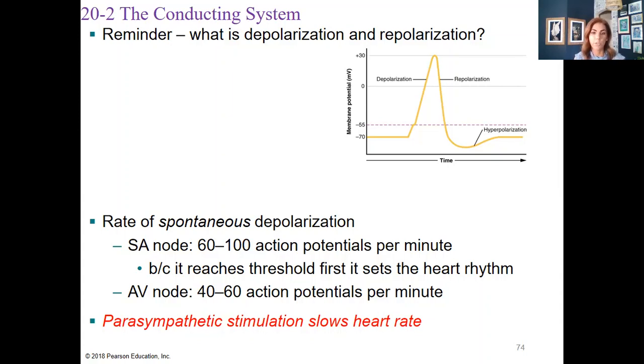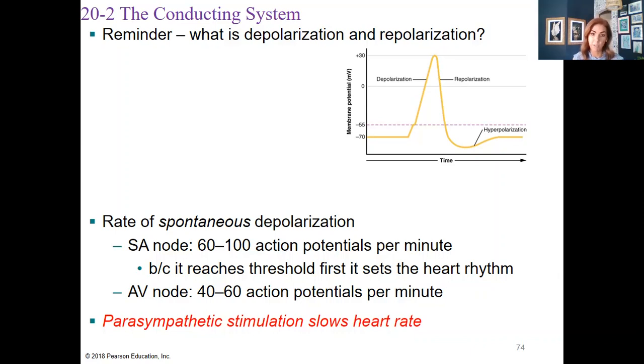So what you want to put on your picture next to the SA node where you also wrote pacemaker, you want to put a little note to yourself there that this is going to have a spontaneous depolarization. This is different from the neuron. So the spontaneous depolarization at the SA node means that we can get 60 to 100 action potentials per minute, or at the AV node, we can get 40 to 60 action potentials per minute.